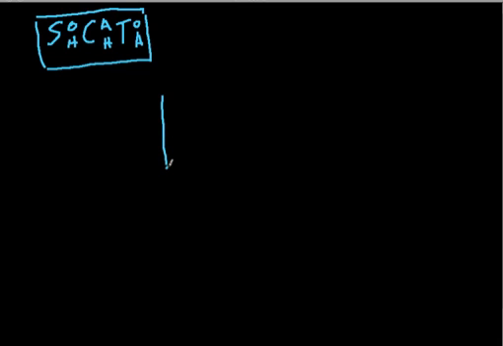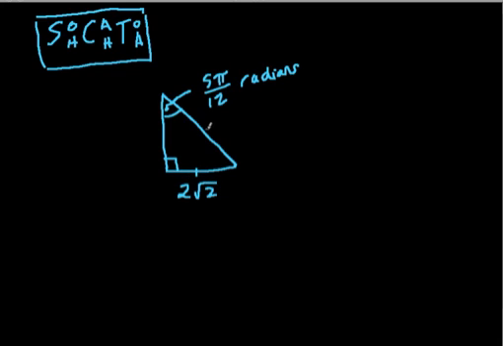So if we're given a right triangle, and we're told that we have this angle up here, and in radians it's equal to 5 pi over 12. So we're dealing with radians, and the measure of this angle is 5 pi over 12 radians. Let's say we're given this side as 2 times the square root of 2, and we want to know how long is our hypotenuse.